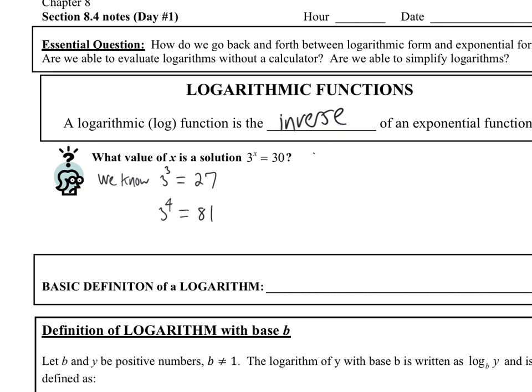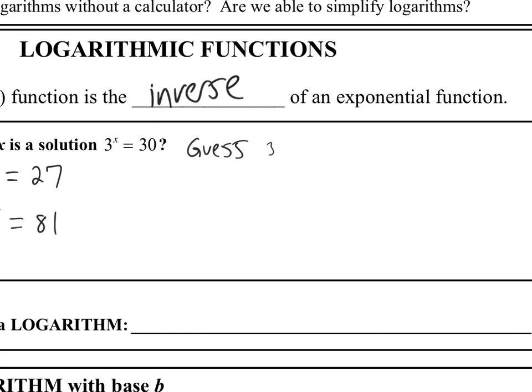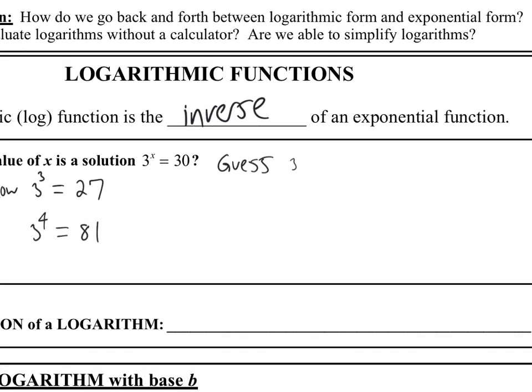So we're going to guess a couple things here. We're going to try some numbers in our calculator to see what we can come up with. 30 is a little bit above 27, so let's go to 3 to the 3.1 and see what we get. What's that approximately equal to? Well, that's approximately equal to 30.13. Okay, so we're getting closer to 30.